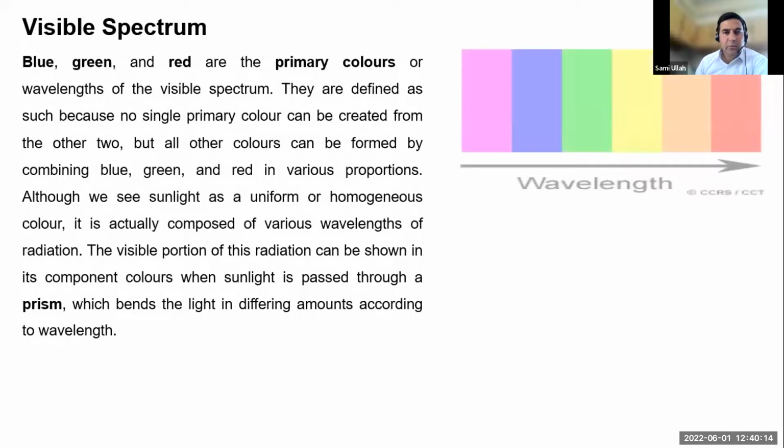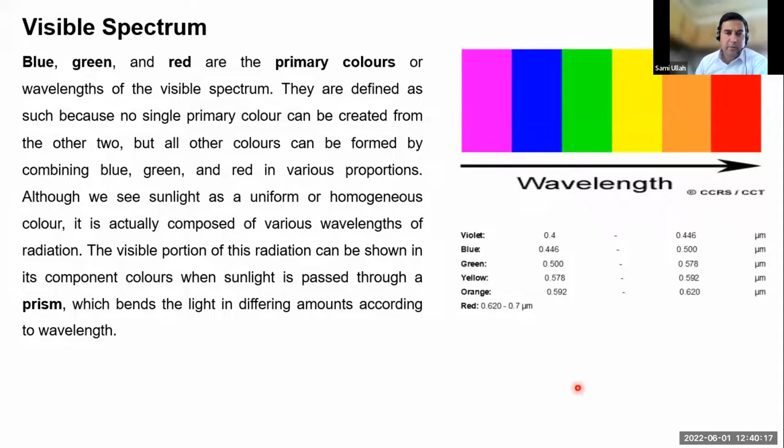So as I told you, in the visible spectrum, which is important to us, blue, green, and red are the primary colors or wavelengths of the visible spectrum. They are defined as such because no primary color can be created from the other two, but all other colors can be formed by combining blue, green, and red in various proportions.